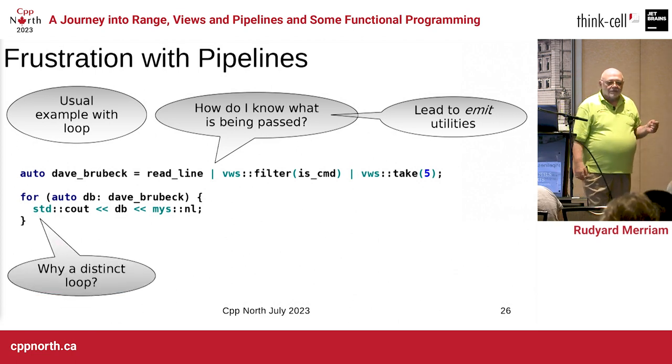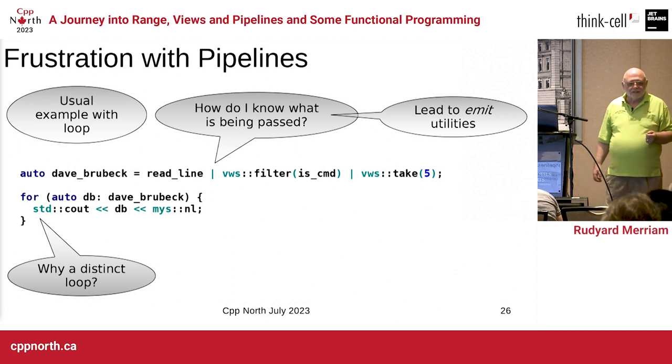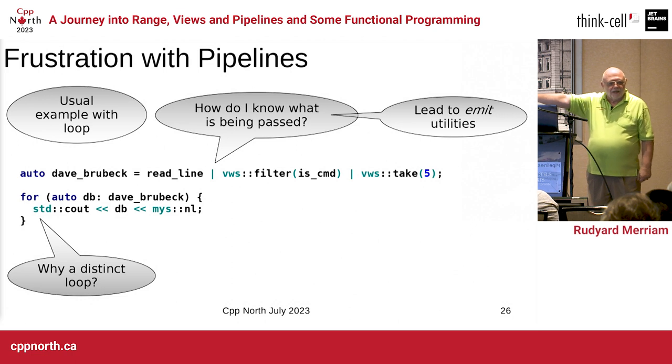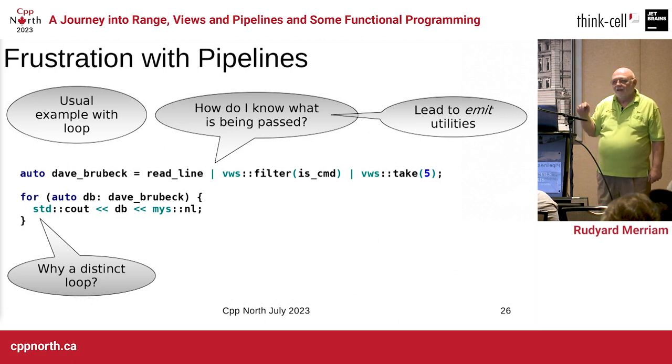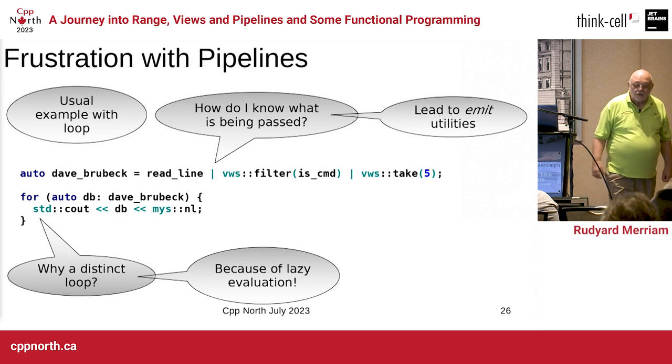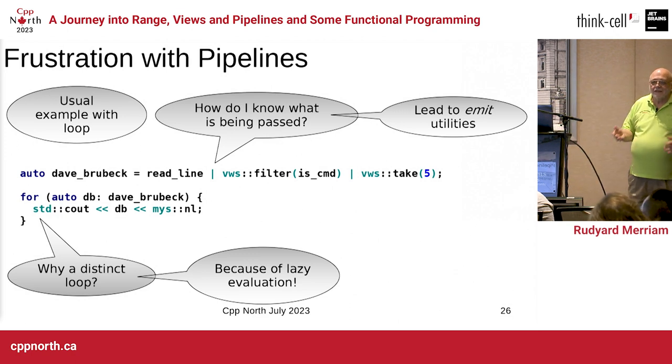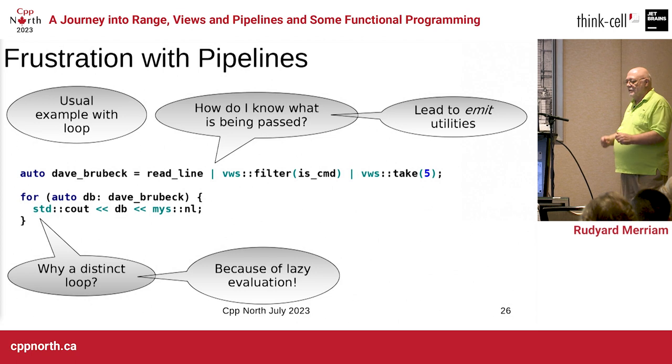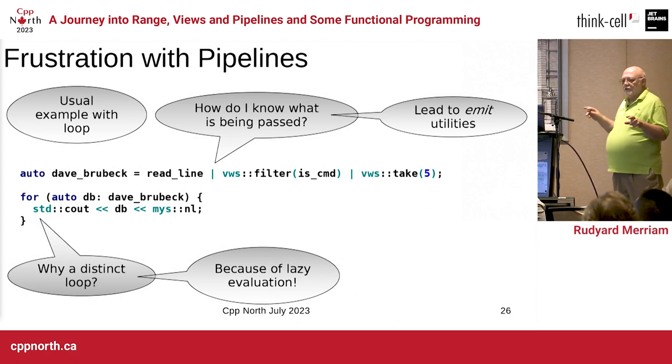The next one is, why do I have to have a distinct loop here? Why can't I stick something at the end of the pipeline and make it run? Well, you can. But I'm going through Stack Overflow and got this response because somebody else asked a similar question. And the guy's response was, because of lazy evaluation.